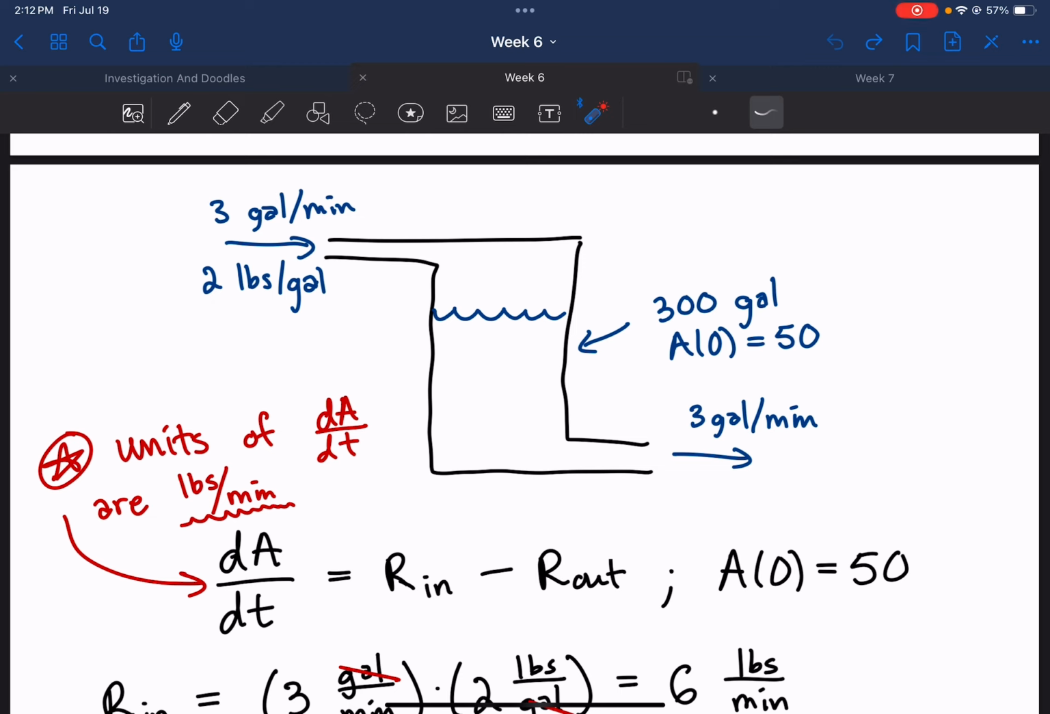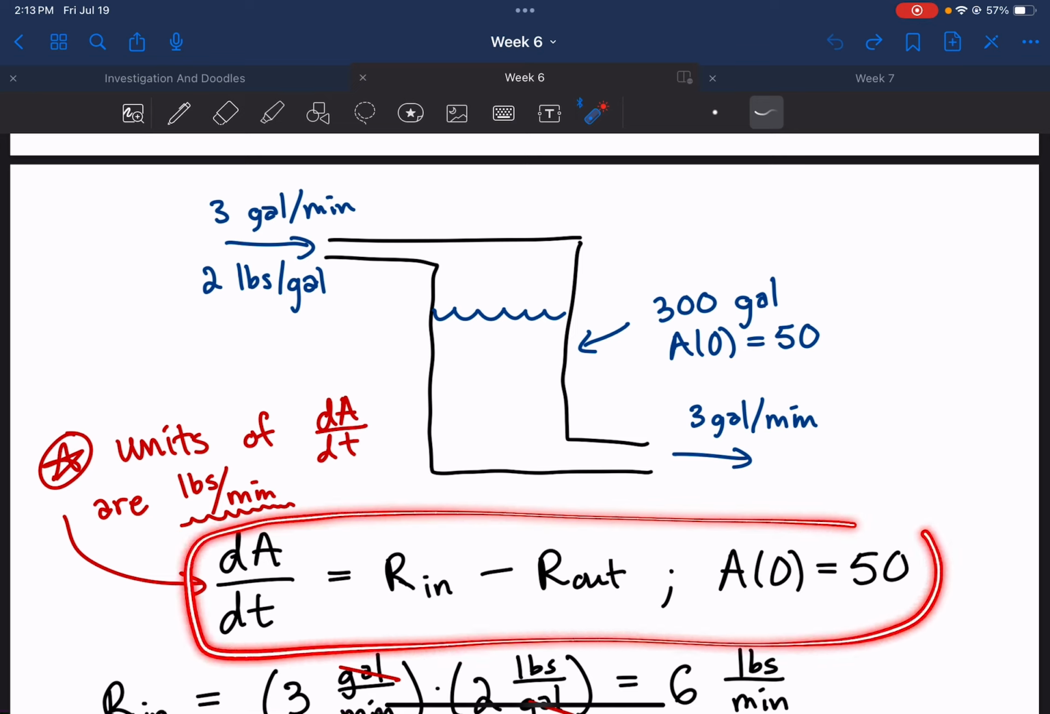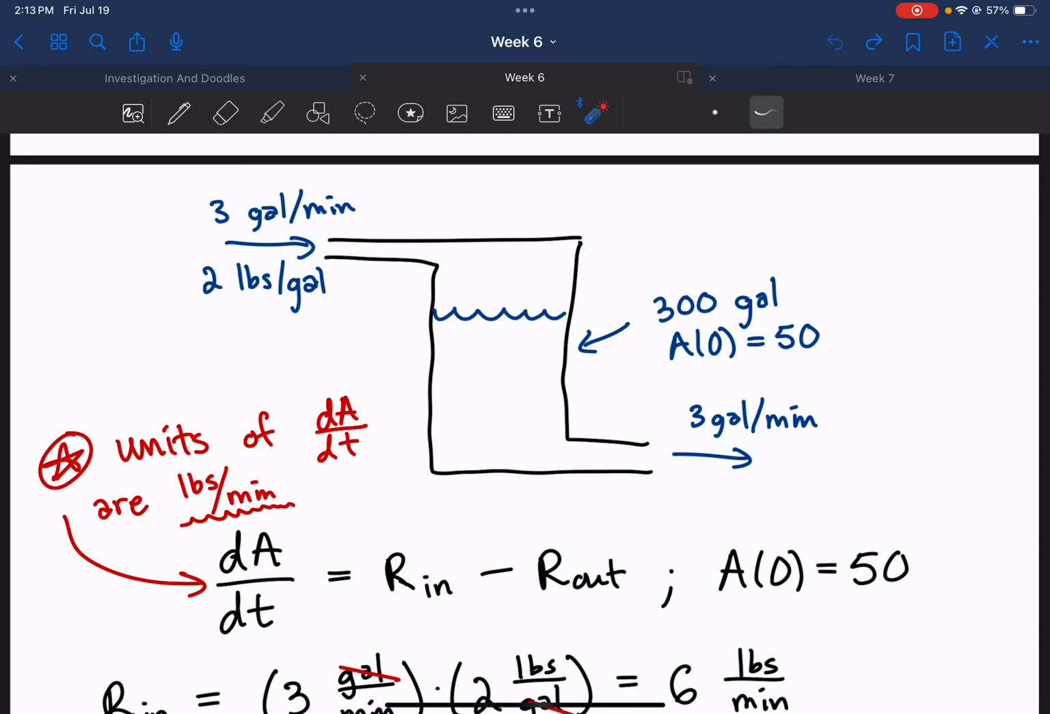This is when, what do they call it in physics? Dimensional analysis, right? Comes into play. This is the equation setup that we know we have. The change in salt per unit time is the rate at which you pump it in minus the rate at which you pump it out. And we're given that the initial amount of salt, A of 0, is 50. 50 pounds? Yeah, 50 pounds of salt.